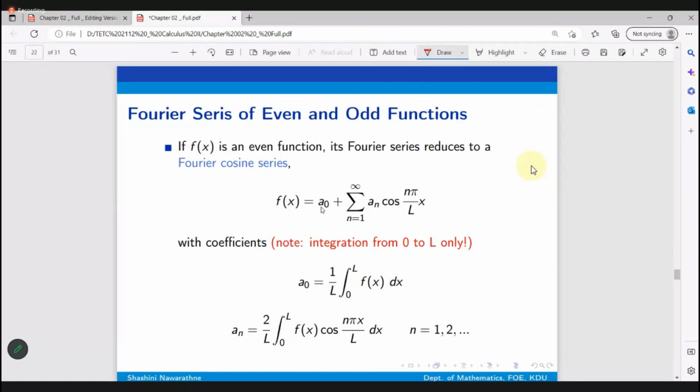So if we have an even function, then when we are obtaining the Fourier series we don't need to consider the coefficient bn.